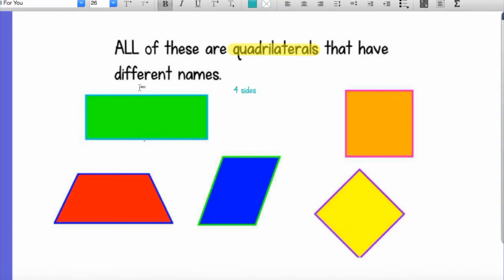Now when you're looking at this, this is a rectangle, this is a trapezoid, this is, you could say, a parallelogram or rhombus. This is a rhombus, and this is a square. So all of these have different names, but they are quadrilaterals. So kind of how I envision it when I teach my class is like an umbrella.